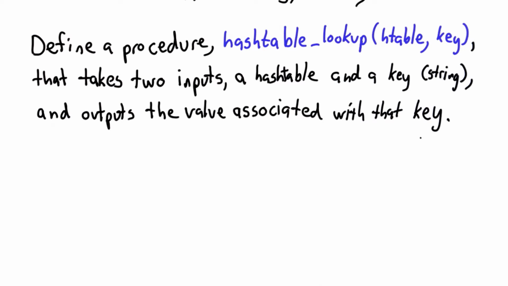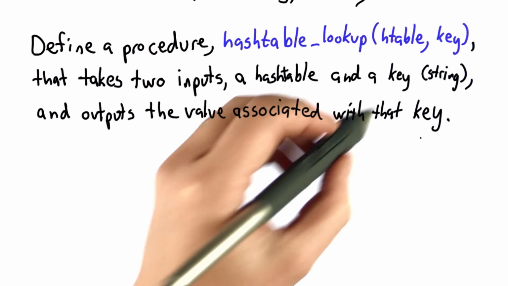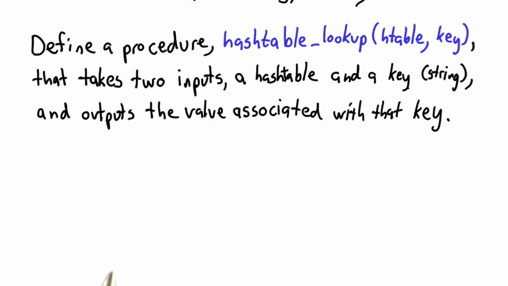Whenever you're asked to define a procedure, you should think carefully whether the description is clear enough. In this case, it's not. There's a situation that this description doesn't cover. We need to think about the case where the key is not actually in the table. What should we do then? There's a lot of different things we could do.